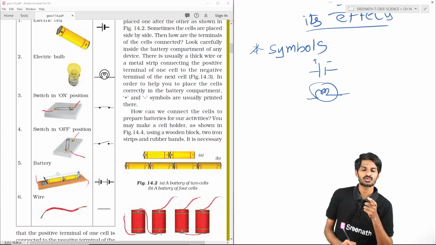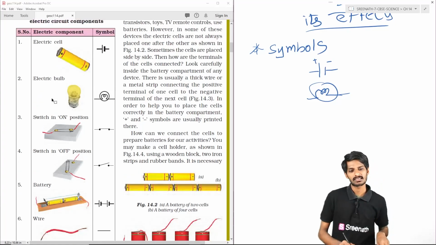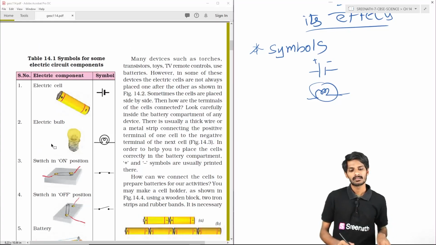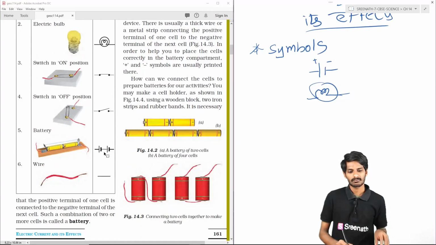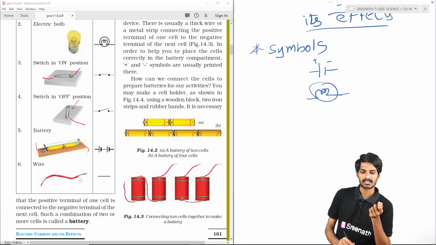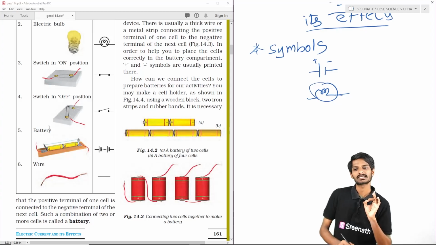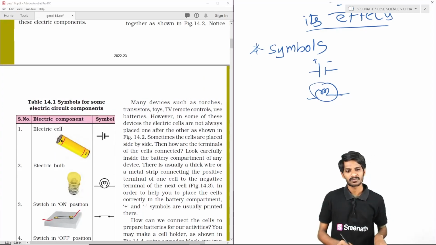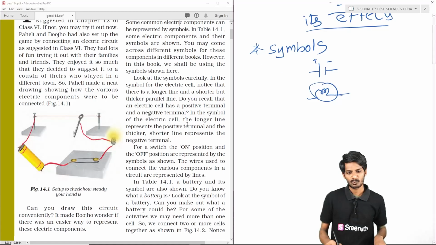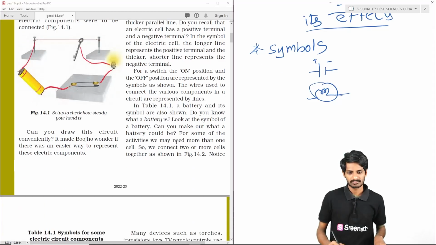And a battery: there is a difference between a battery and a cell, students. If one or more cells are connected, then we call it a battery, and the battery symbol is like that. And for wires, connecting wires, we use conductors, copper wires. These are represented by straight lines, like that, students. So these are the symbols of electrical components, students.